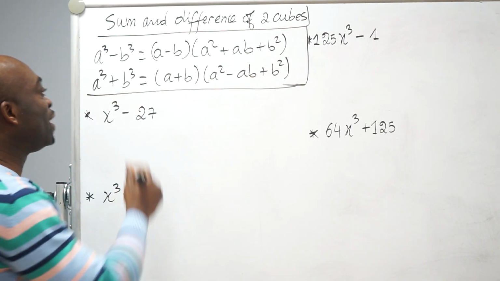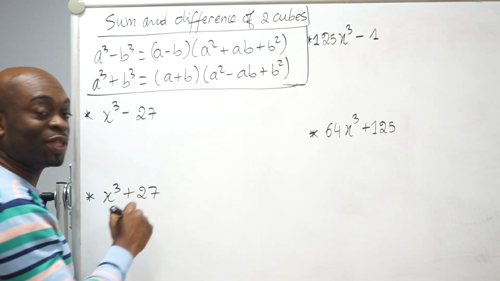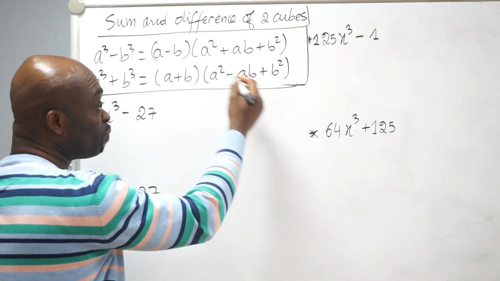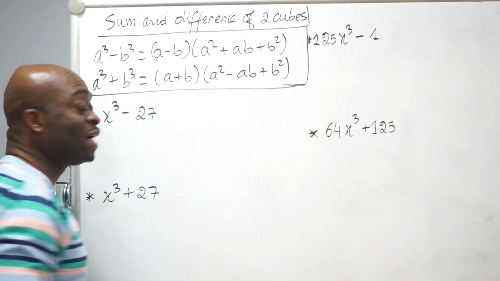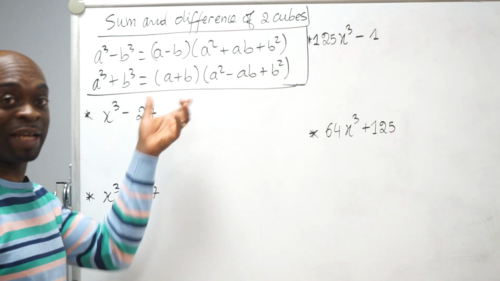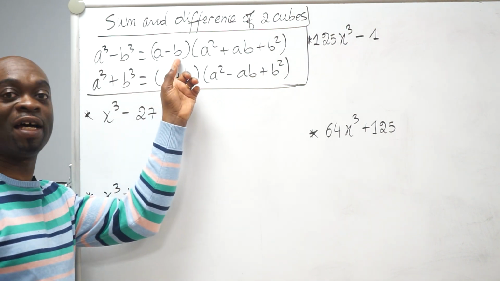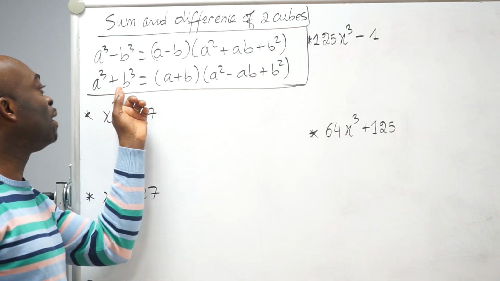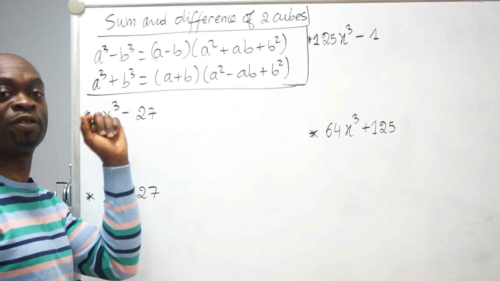The same thing applies when it's the sum of two cubes. So you have a plus b in parentheses, then the next parenthesis, which is a squared minus a times b plus b squared. As you can see, they look alike, but they are not the same. The difference one has the minus sign for the first term, but the sum has a plus for the first term.